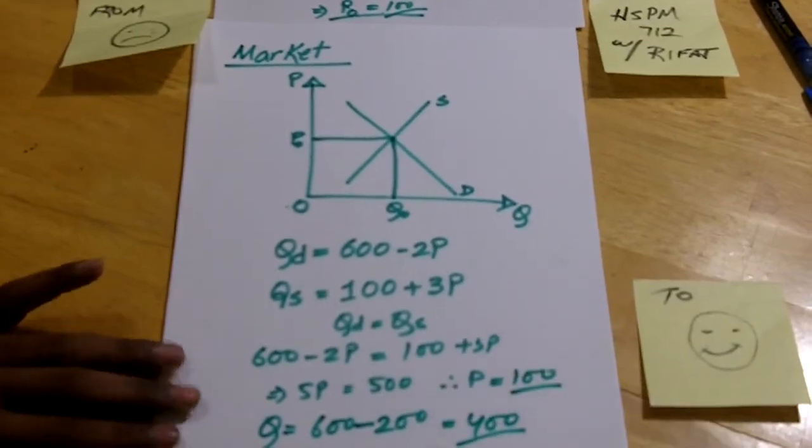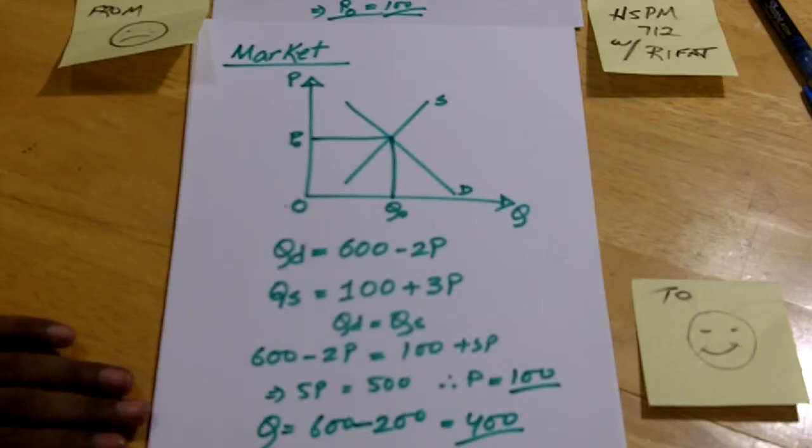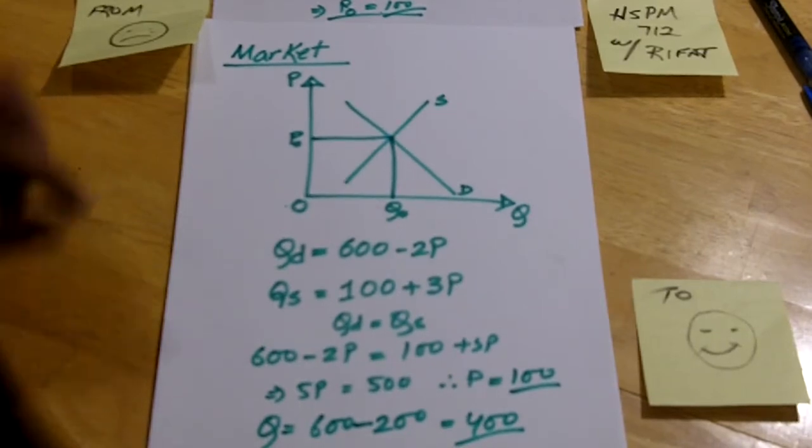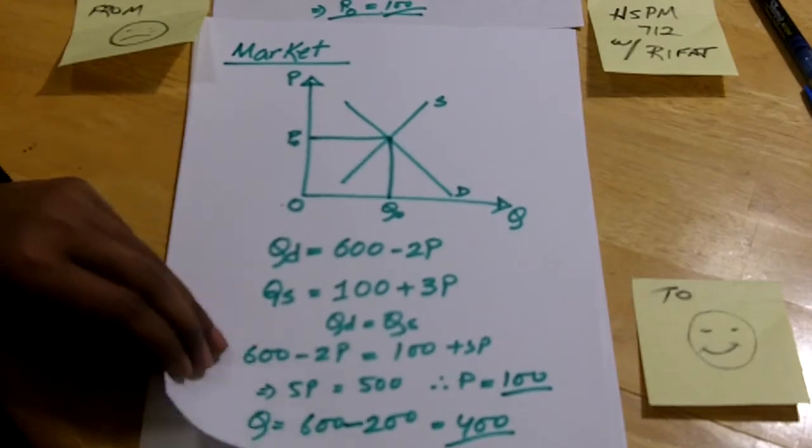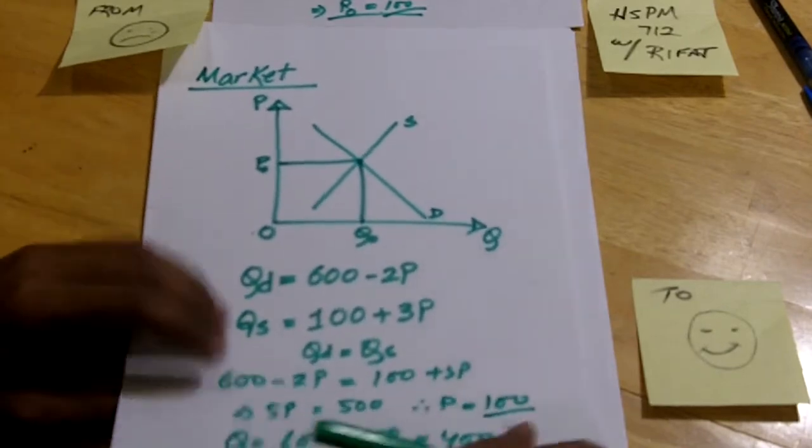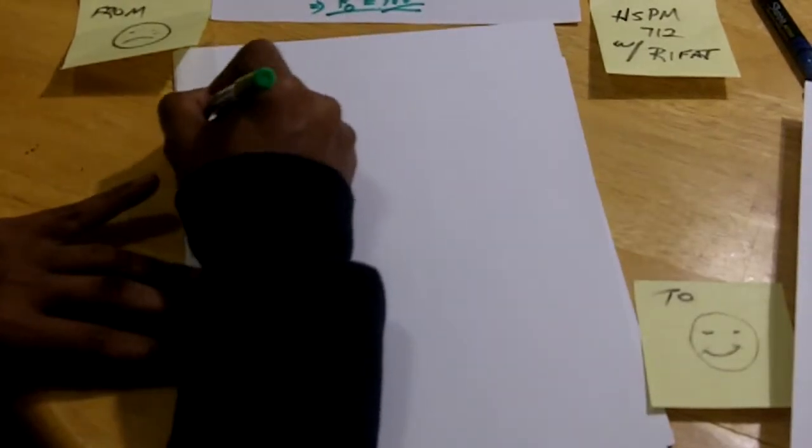So we can solve these equations. We have to have two equations, and then we can solve for p and q, the equilibrium price and quantity. Now we are going to solve this for the insurance mechanism.